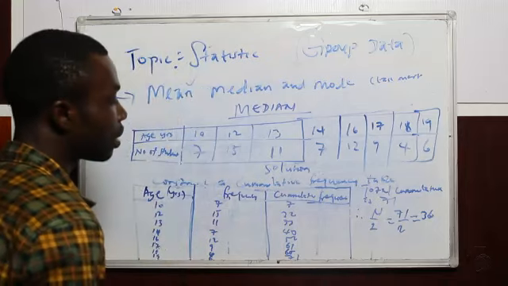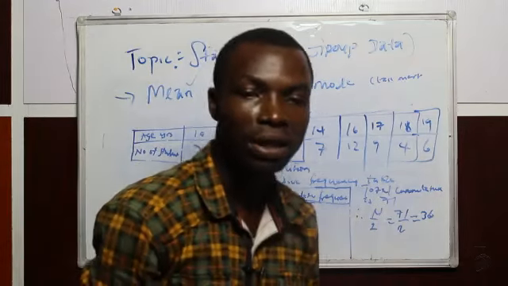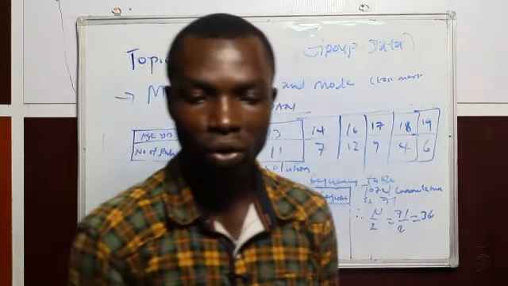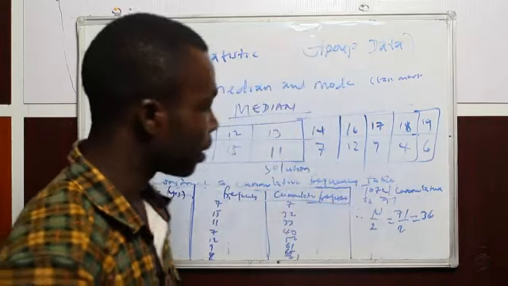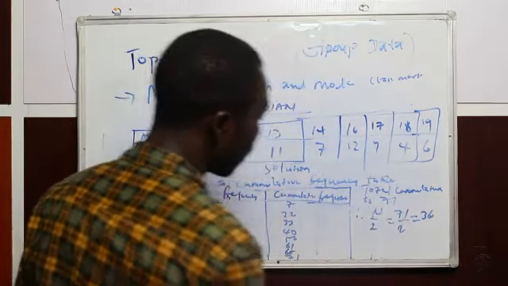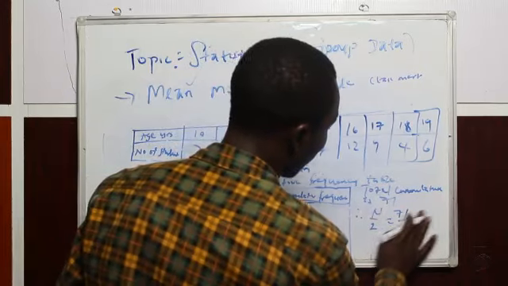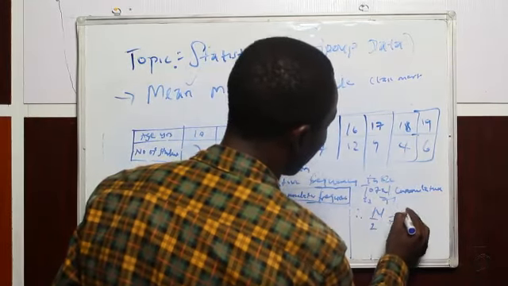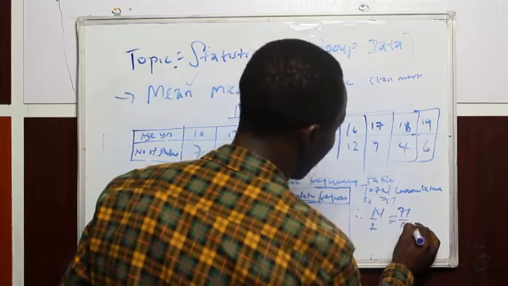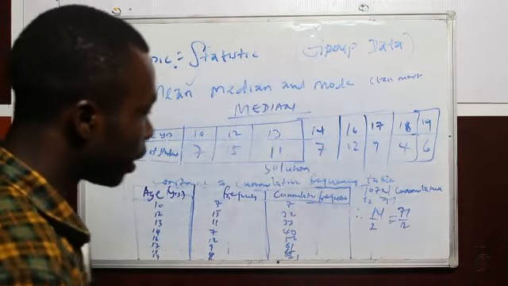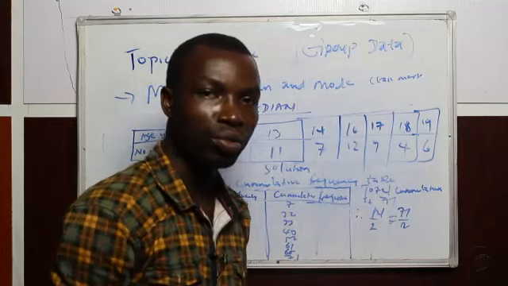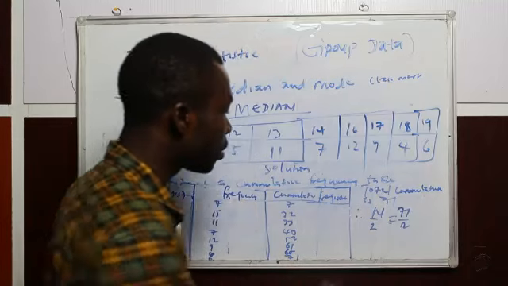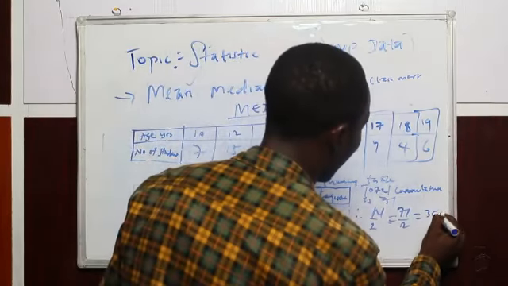70 divided by 2 will give us 35. Then 71 divided by 2 will give us what? That is an odd number. We have our n equal to 71 over 2. Good. Then 70 divided by 2 will give us 35. Then this one will give us 35.5.